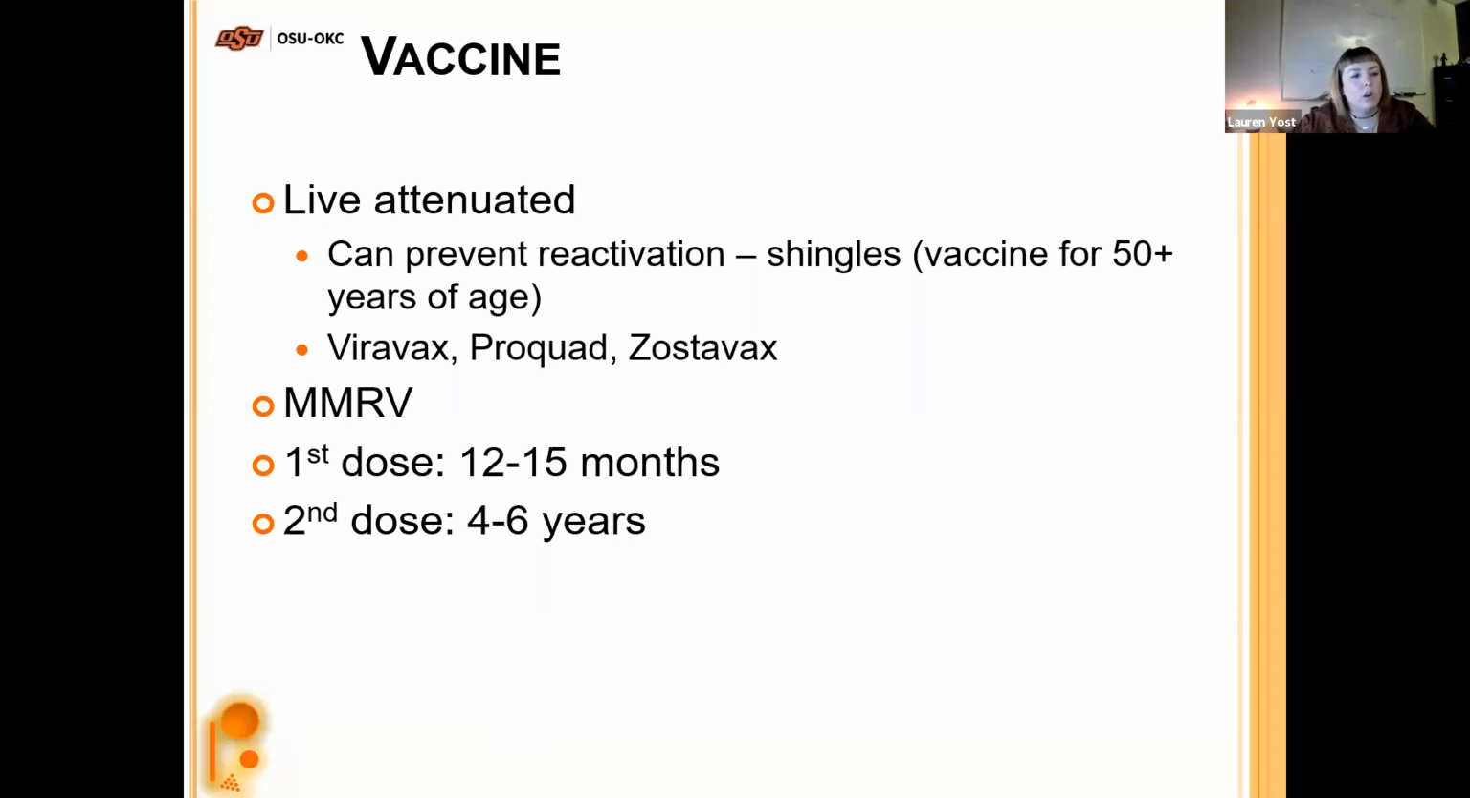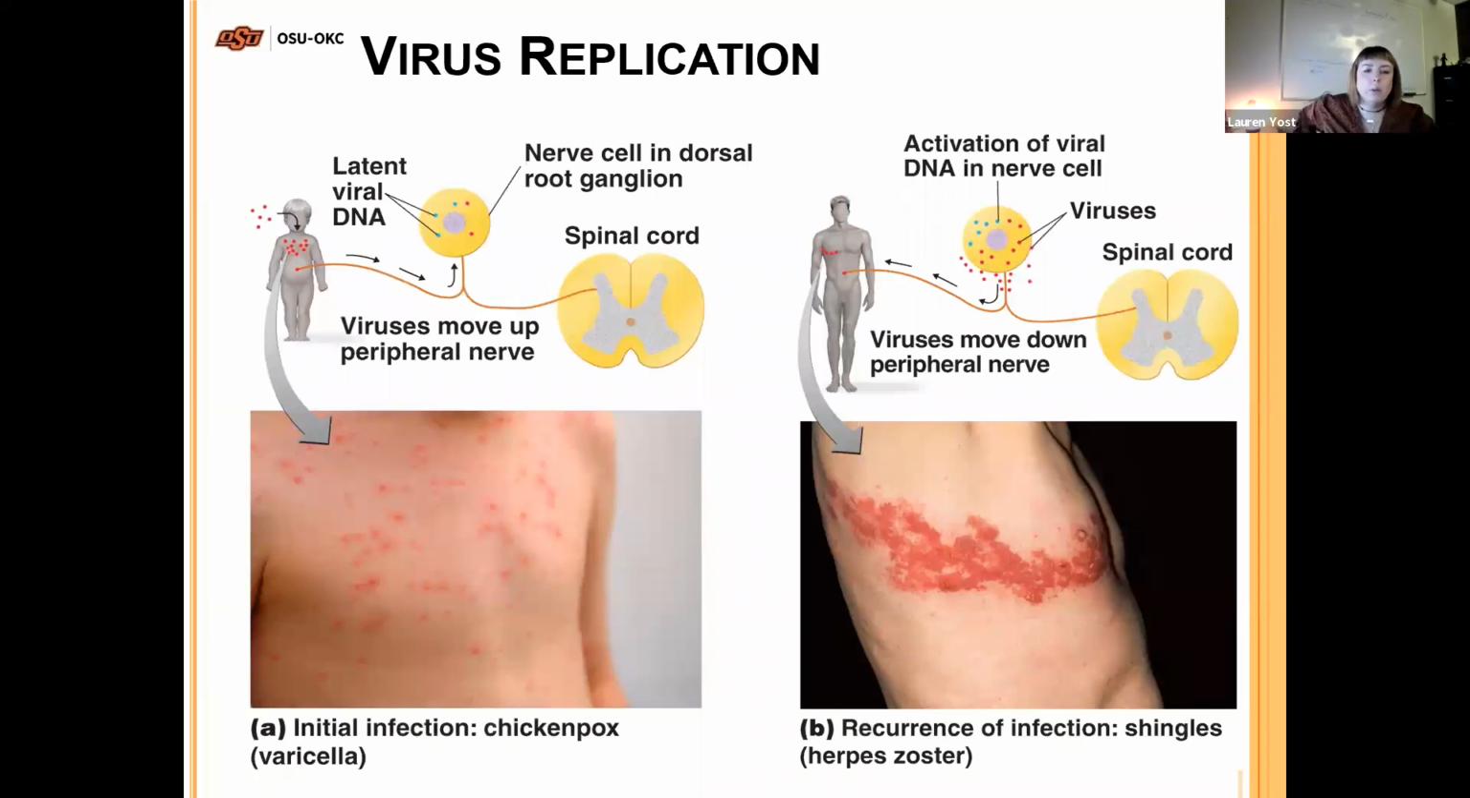There are vaccines available to prevent that from happening. That's also usually included alongside the MMR vaccines now, as MMRV: measles, mumps, rubella, and varicella zoster. You'll get one dose at 12 to 15 months and the second dose at 4 to 6 years as a booster.